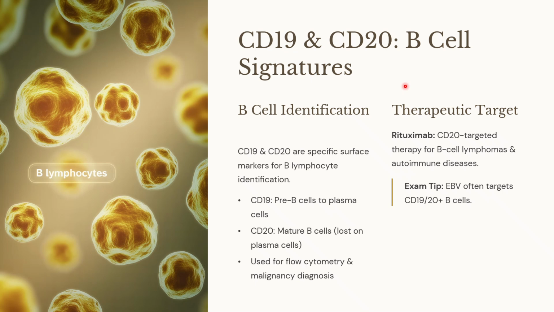CD19 and CD20, they are the B cell signatures. CD19 is present from pre-B cells all the way to the plasma cells, while CD20 appears on mature B cells but is absent on the plasma cells. Because of its restricted expression, CD20 is a therapeutic target for drugs like rituximab, which target CD20 to deplete B cells in autoimmune disease and lymphoma.